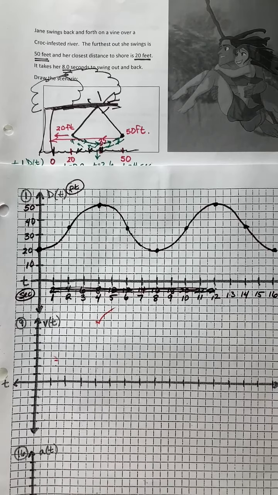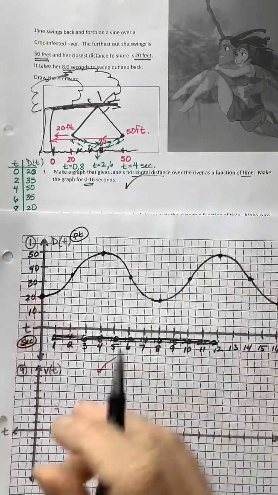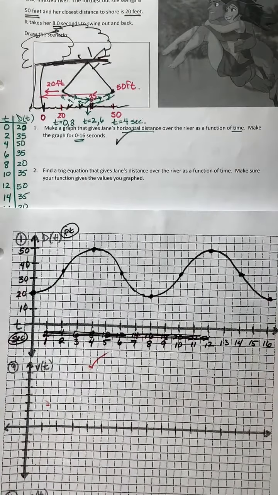Okay, so now we have a graph of Jane and her distance over time. So now I'm going back here, all right, make a graph, check, did that. Next one, find a trig equation. Oh, so now we're looking for one of our trig equations. So we're looking sine, cosine, tangent. That gives Jane's distance over the river as a function of time, distance away from shore. Make sure that your function gives the values that you graphed.